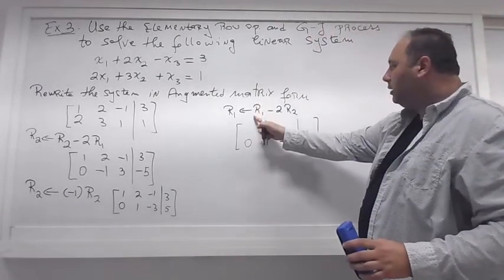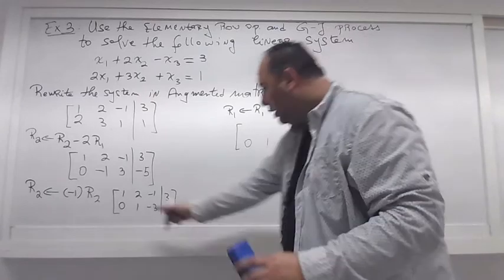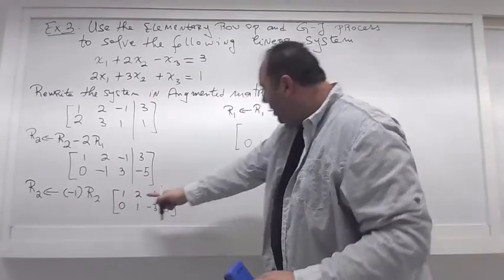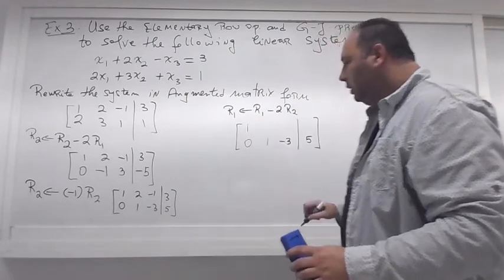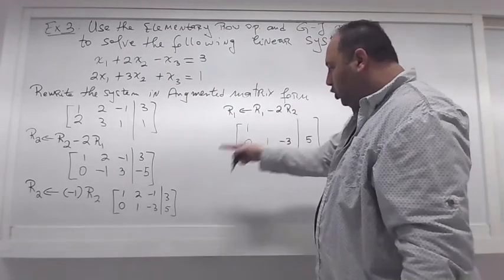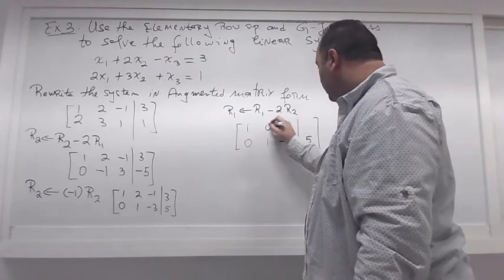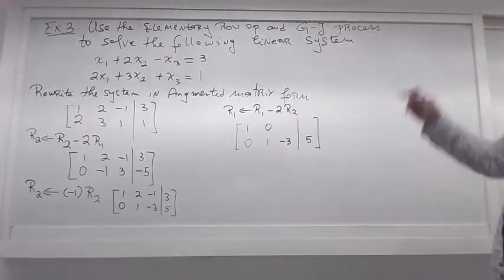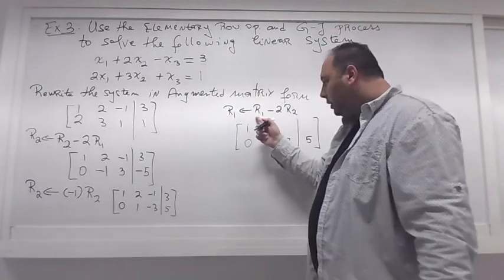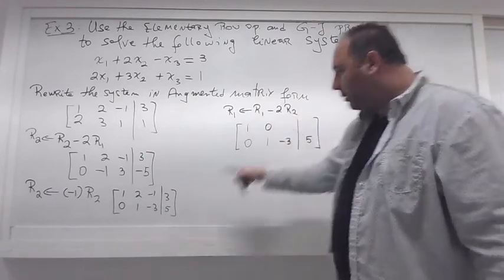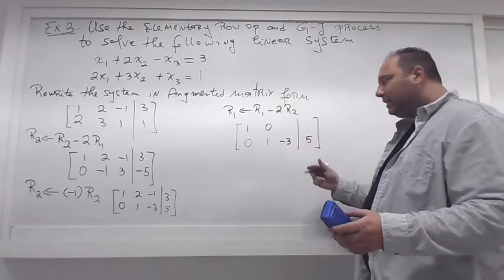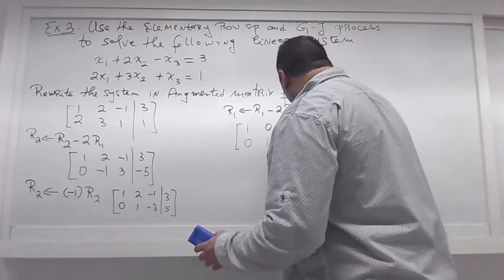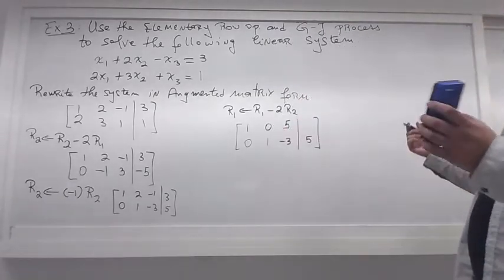So now row 1 replaced by row 1 minus 2 times row 2. So 2 times 0 is still 0. And then 2 minus 2 is 0. And then minus 1, oh, again. Minus 1, and then I have minus 2 times minus 3. Minus 2 times minus 3 is 6. So I have minus 1 plus 6. That's fine. Or whatever my calculator says.